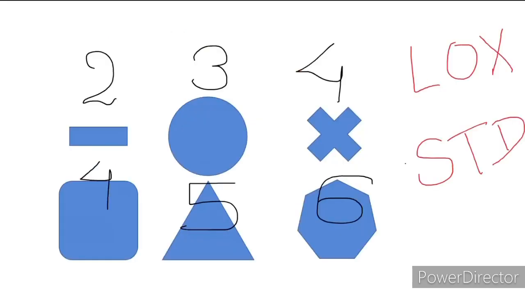So we have one more mnemonic. If we give a pencil to the baby, here we have LOCKS STD: 2 line, 3 year circle, 4 year cross, 4 year square, 5 year triangle, and 6 year we have diamond.